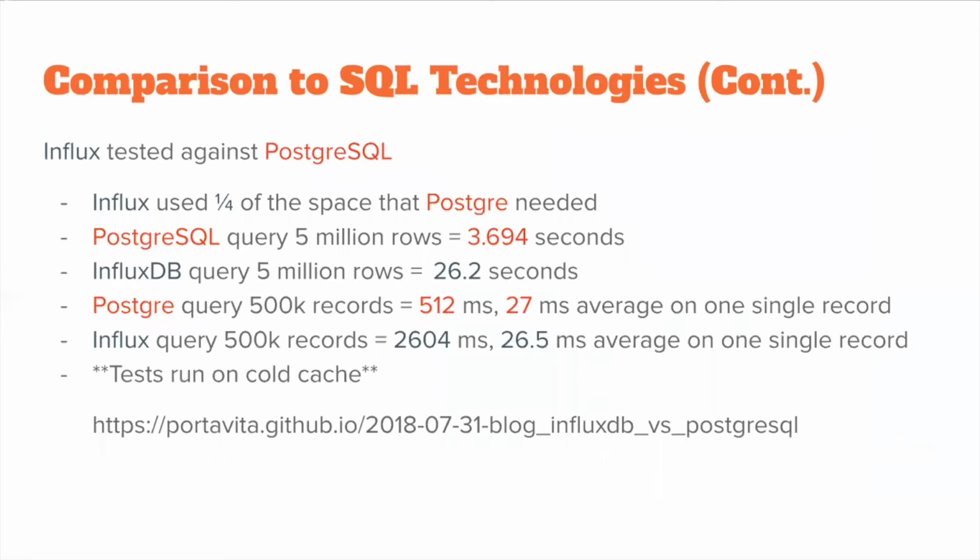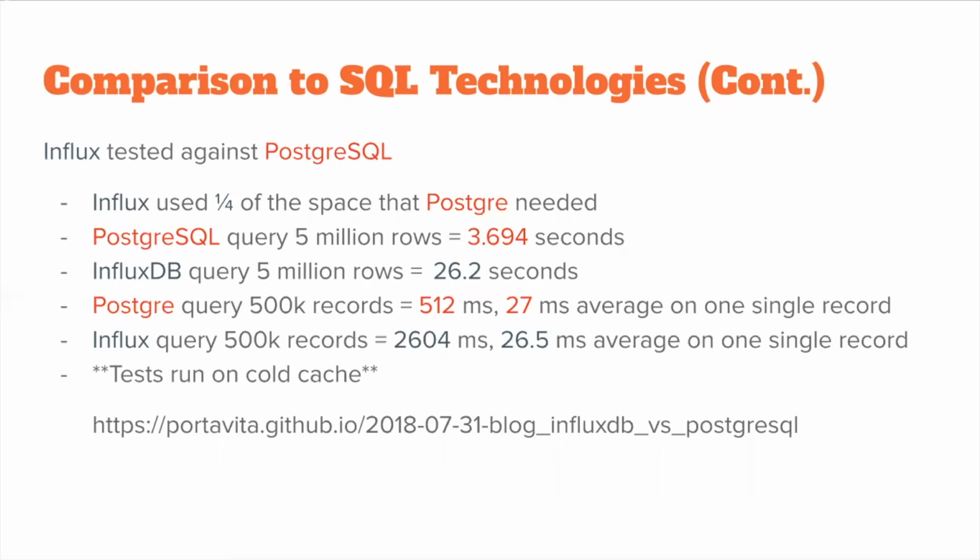So here, doing some comparison against PostgreSQL, which is a big, very popular SQL technology. All these results were done on a cold cache. So just a cold cache, run these tests, which one's faster or which one performs better. And these were the findings here. So Influx used 1/4 of the space that Postgres needed, which is a very big deal. It does not use a lot of space and also is quick.